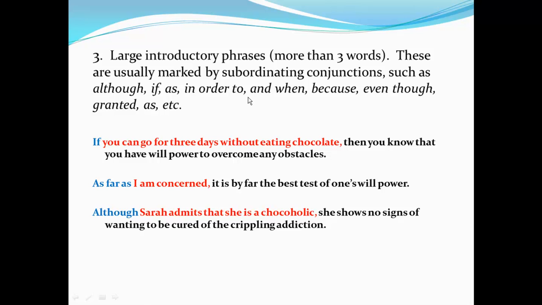Or it can be even larger, and they're usually signaled because there are subordinating conjunctions. Oops, I did the same thing again. Conjunctions, they start the clause: although, if, as, in order to, when, because, even though, granted, etc. These conjunctions start the clause that is subordinate to the main clause, which is the main sentence. And when these come at the beginning of a sentence, if you can go for 3 days without eating chocolate, then you know that you have willpower to overcome any obstacles. Because the real subject is here, and this is just a condition for the following sentence to be true, right?